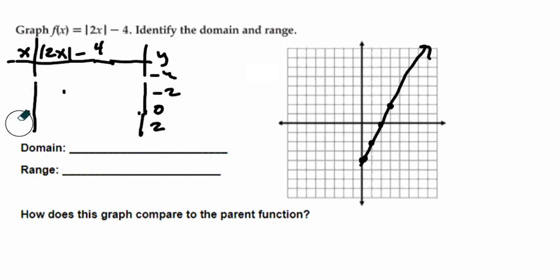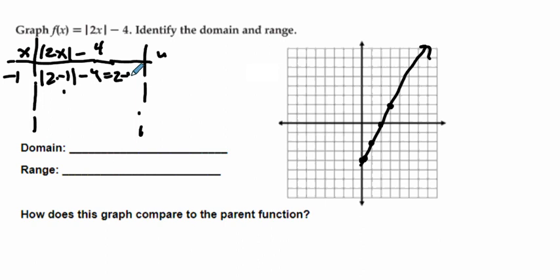Okay, so let's put in negative 1. We have 2 times negative 1 minus 4. Well, 2 times negative 1 is negative 2, but the absolute value of negative 2 is 2. So you get 2 minus 4, which is negative 2. If you put in negative 2, 2 times negative 2 minus 4. Well, 2 times negative 2 is negative 4, and then the absolute value of that is 4. So 4 minus 4 is what you wind up getting, and that gives you 0, right?